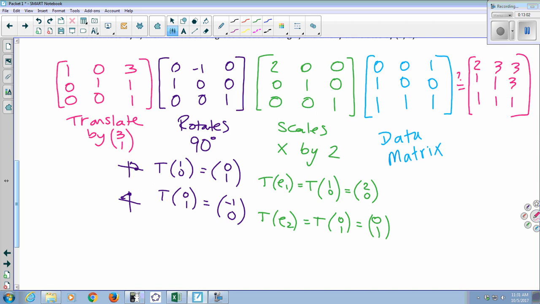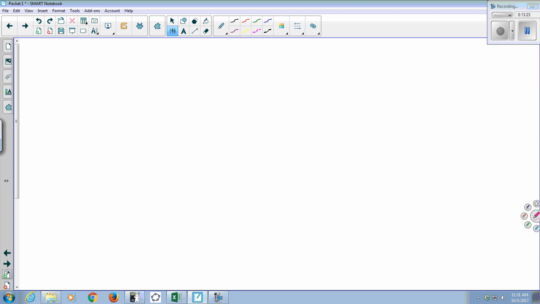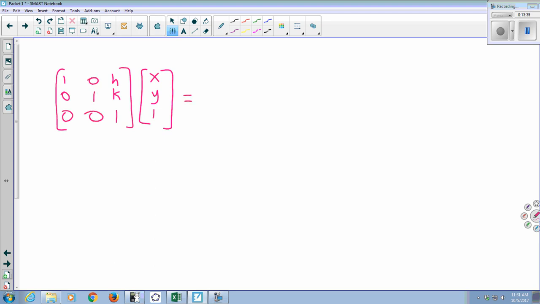So I'll show you briefly why we need them. It's because of the translation that we need the homogeneous coordinates. If it weren't for translations, we could do rotations and scalings just in 2 by 2 world, but it's the translation that makes us need that. And so if I have some data here, x, y, 1, and if I multiply it by 1, 0, h, 0, 1, k, 0, 0, 1, I want to see what comes out.